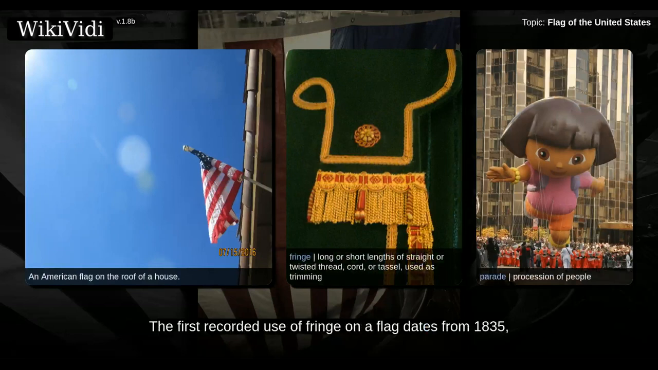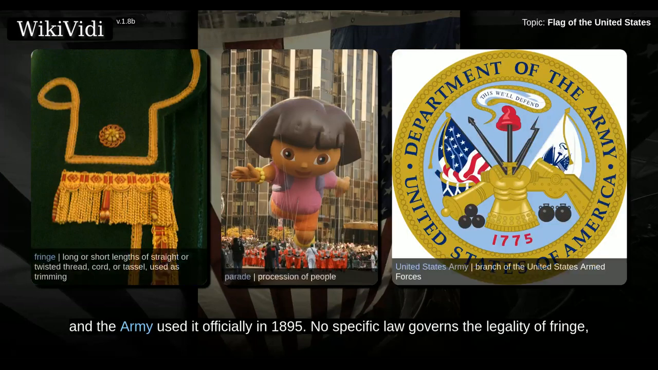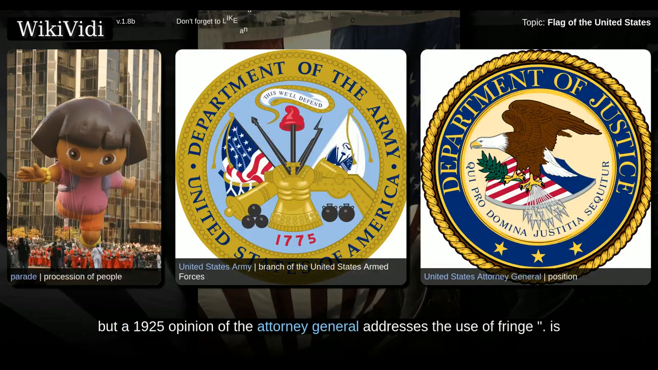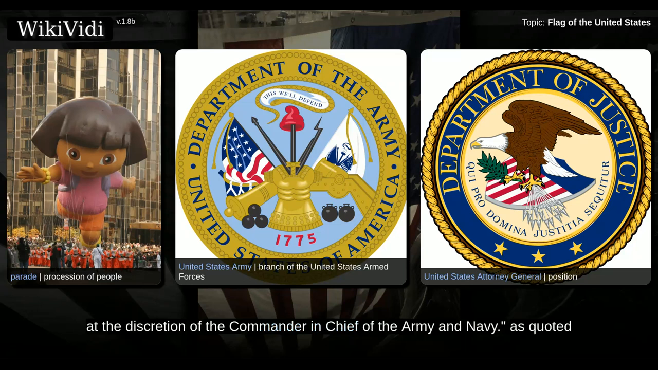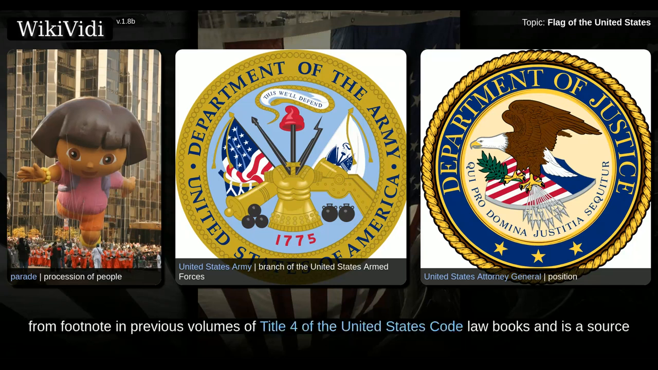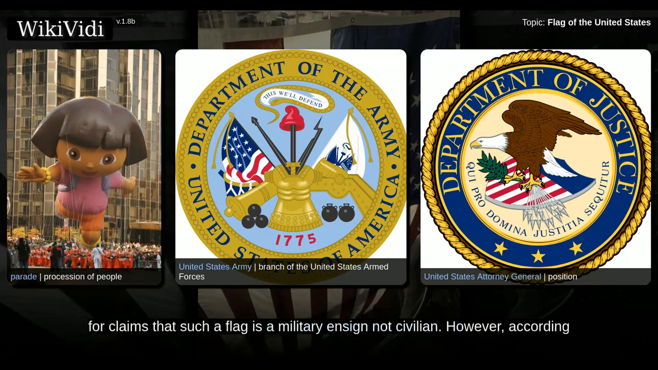The first recorded use of fringe on a flag dates from 1835, and the army used it officially in 1895. No specific law governs the legality of fringe, but a 1925 opinion of the Attorney General addresses the use of fringe is at the discretion of the Commander-in-Chief of the Army and Navy, as quoted from a footnote in previous volumes of Title IV of the United States Code Law Books, and as a source for claims that such a flag is a military ensign, not civilian.